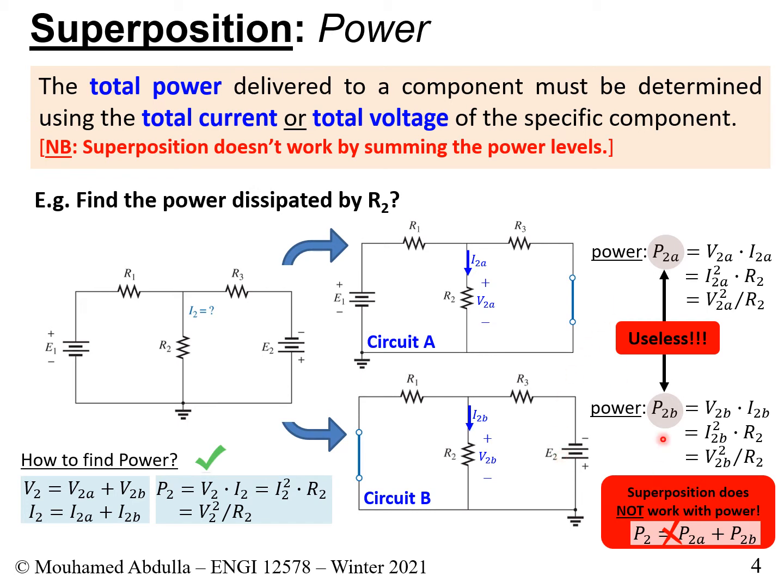Whereas if you do this, it will give you the wrong values for power. So this is something to really focus on: power does not work with superposition, whereas voltages and currents do, and then you use them with Watt's law to find the total dissipated power. I hope this is clear. We'll see some examples later on, but hopefully this slide gives you a sense of what you should do when you work with powers in superposition and what you shouldn't do.